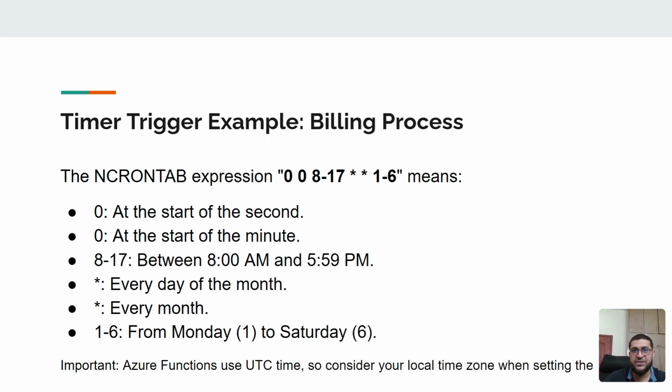Here is the detail of this expression. At the start we have 0 for the start of the second, then 0 for the start of the minute, and this is the time between 8 a.m. to 5:59 p.m. The star represents every day of the month, and the second star represents every month, and 1-6 represents Monday to Saturday.